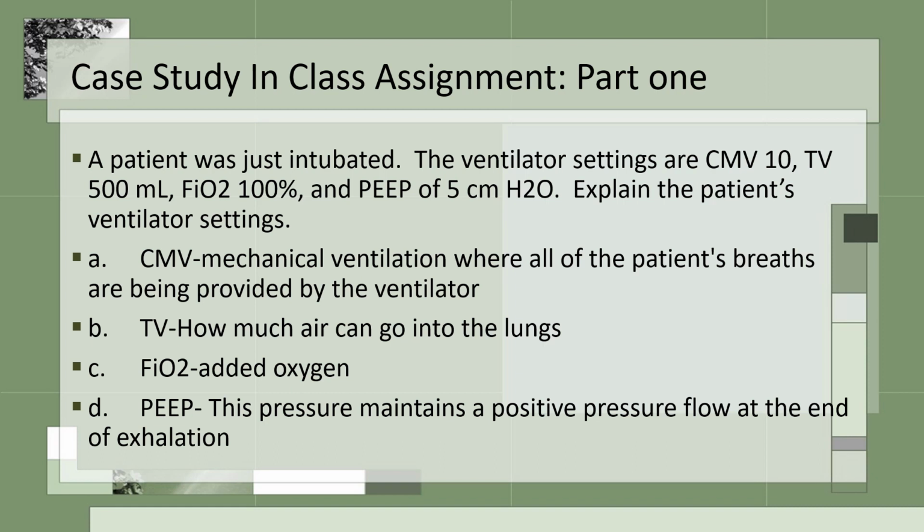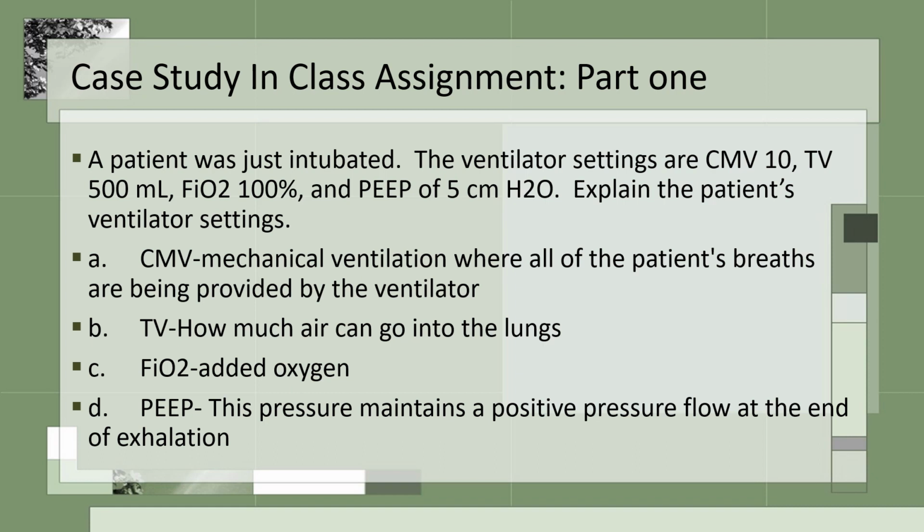Okay, so as I said, I was going to put in the answers to a case study, and it's the in-class assignment. So this is question part 1. The patient was just intubated. The ventilator settings are CMV 10, tidal volume 500, FiO2 100%, and PEEP of 5 centimeters of water. Explain what the ventilator settings mean.